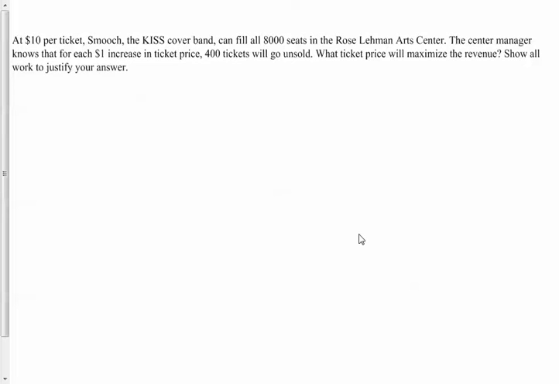So first up for this is to find, well, what's a relationship between the price and the number of seats? We want everything to be in terms of the price, since we're looking for the ticket price that maximizes revenue. So how do we get the number of seats as a function of the price?